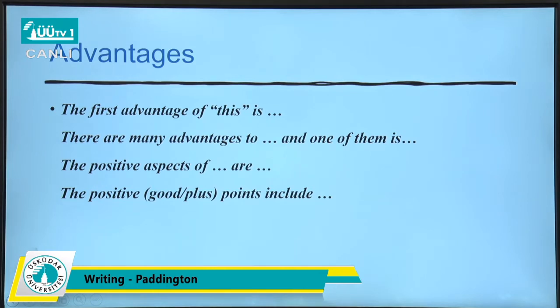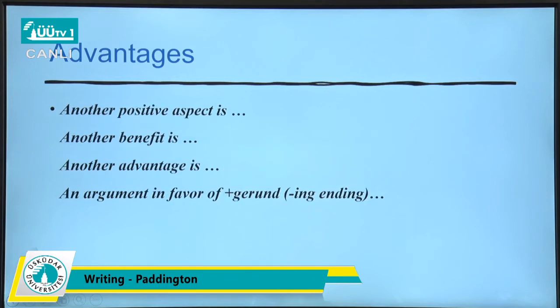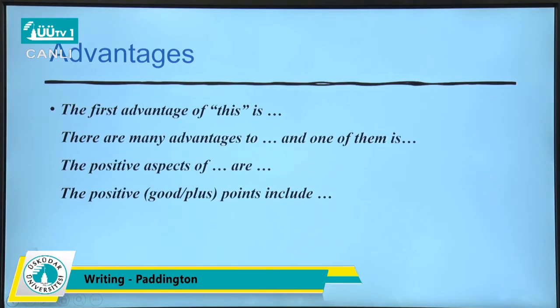You can list the advantages or positive aspects, and the positive or good or plus points include, so again you put your own idea of advantages of a specific topic. For example, you can also use different expressions. Another positive aspect is, another benefit is, another advantage is, an argument in favor of. You have this verb-ing to talk about your advantages by using these expressions.